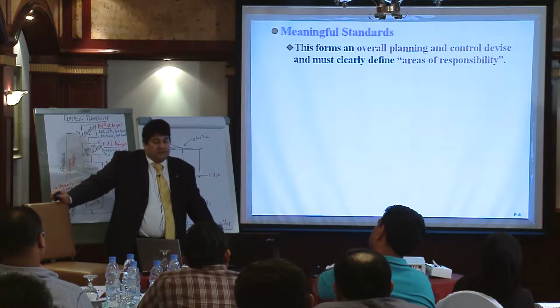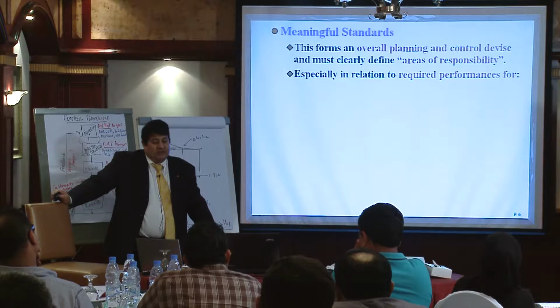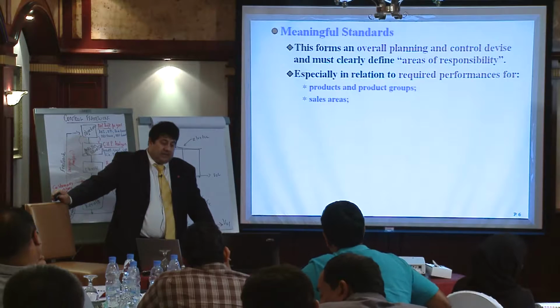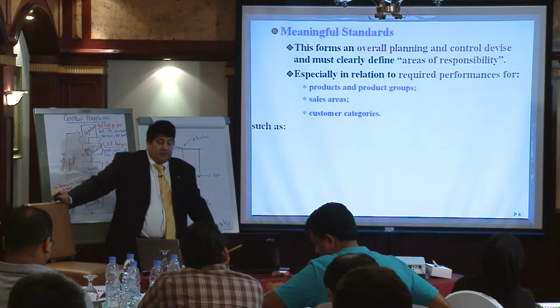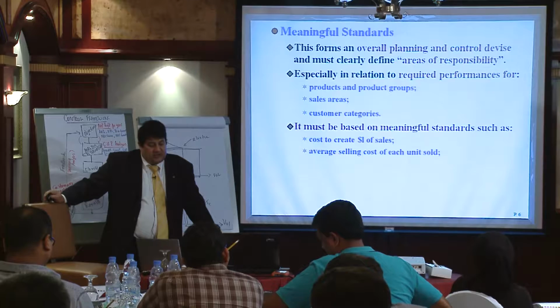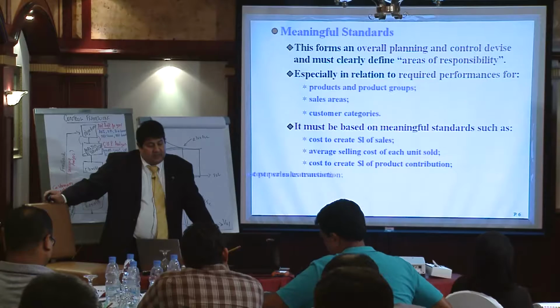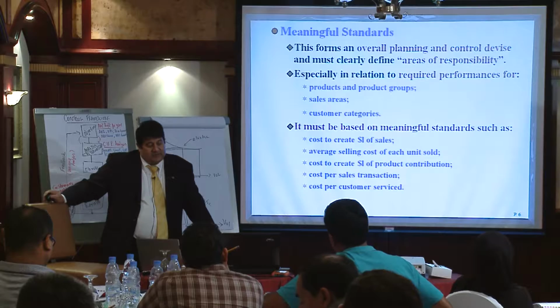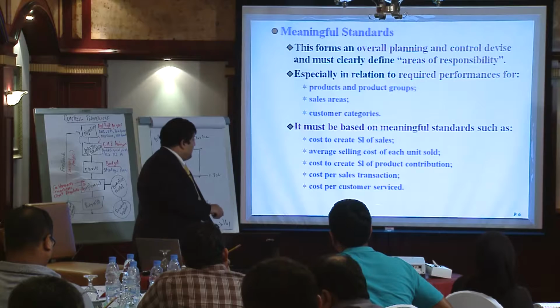So what we want to know is the required performance of the salesman in terms of the products and goods that you sell, sales areas, and customer categories, what customers you are going to be responsible for. It must be based on meaningful standards. So here are some of them, there are a whole host of them. Cost to create $1 of sales, average selling cost of each unit sold, cost to create $1 of product contribution, cost per sales transaction, cost per customer service. Now you can go on like this with lots and lots of possible KPIs in this area.